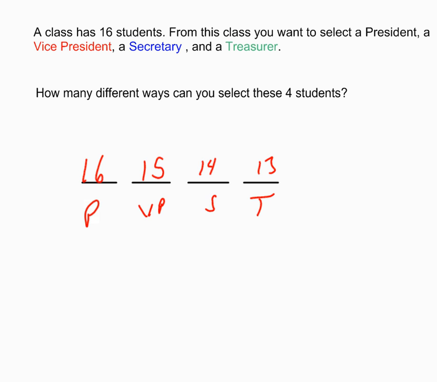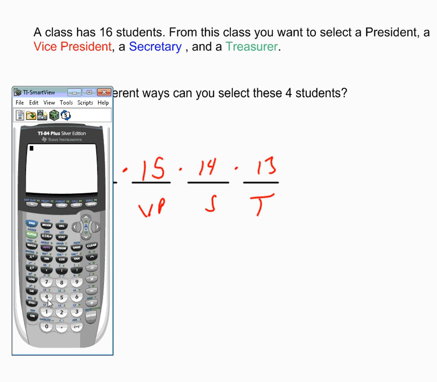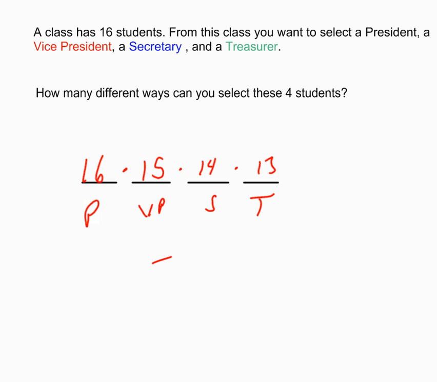So when you select the president and then a vice president, we're using the multiplication principle, and then a secretary and then a treasurer. So we have 16 times 15 times 14 times 13. Let's evaluate that, and we get a total of 43,680. So the number of ways is equal to 43,680 ways. That's an example of a permutation.